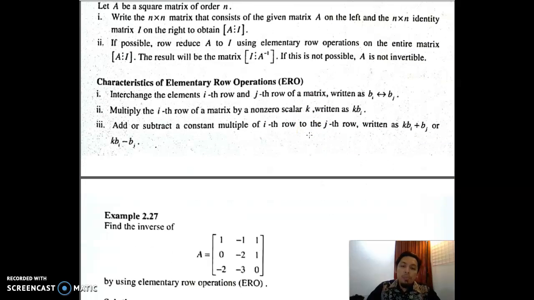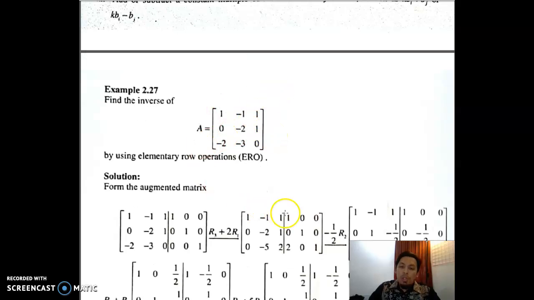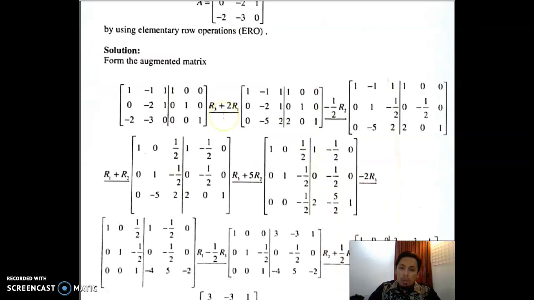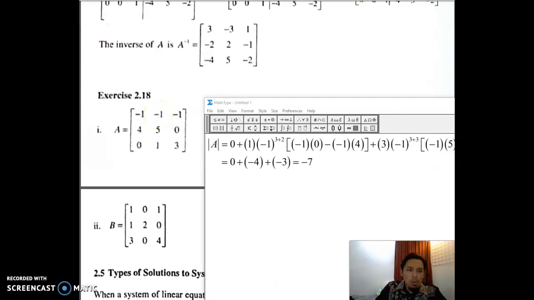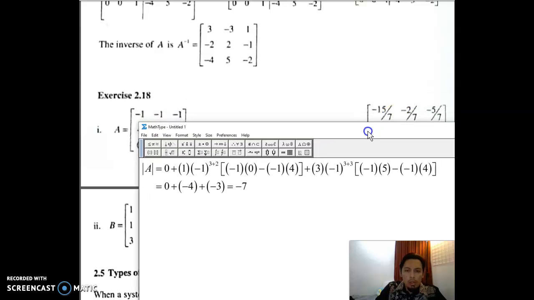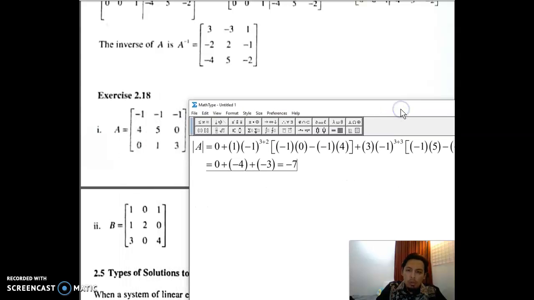Alright, so let's try to do this one. Before we proceed, why don't we check whether this is invertible or not? Or maybe you can just try to do this one. Both of these are actually invertible, that's why they have the answer, but let's try to do it. So the first step is to check whether A here is invertible or not, which is by looking at the determinant. Alright, so this is the determinant, and it is not equal to 0, so it is invertible. So we can proceed.